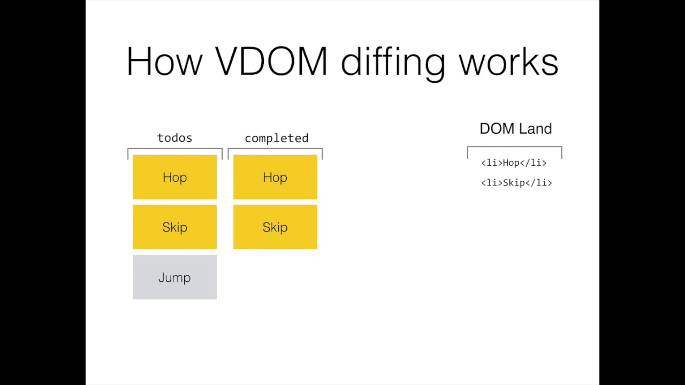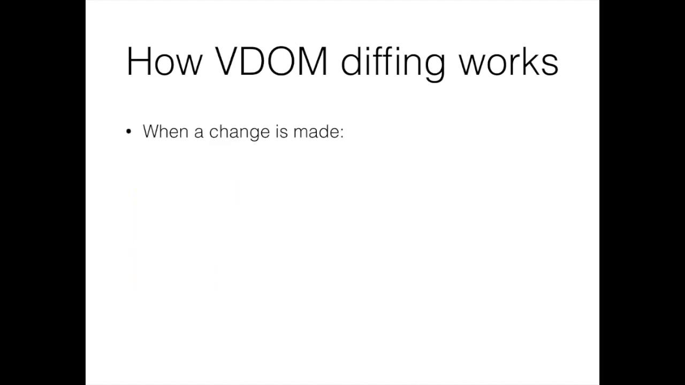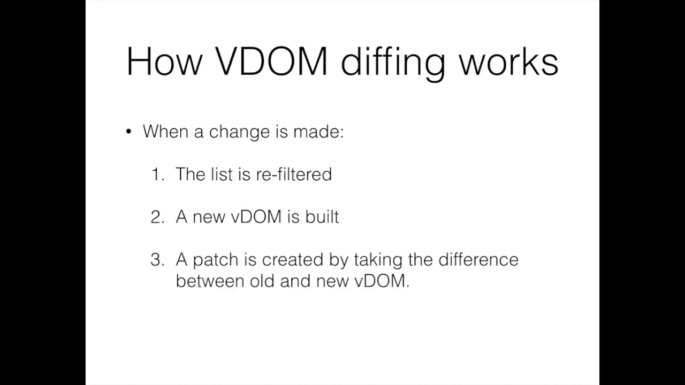to-dos. We'll be changing jump to complete and want the completed list and the DOM to update accordingly. On a high level, VDOM diffing works by first refiltering the source list into a new derived list, then building a new virtual DOM from the source list, then it builds a patch by taking a difference between the old virtual DOM and the new one, and then finally applies those changes to the DOM.